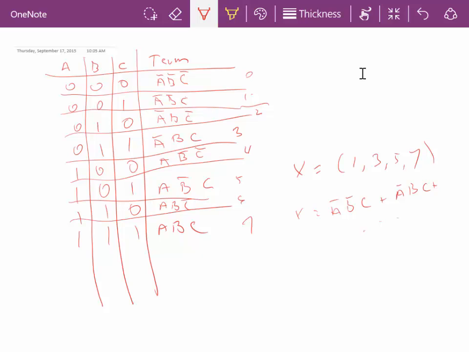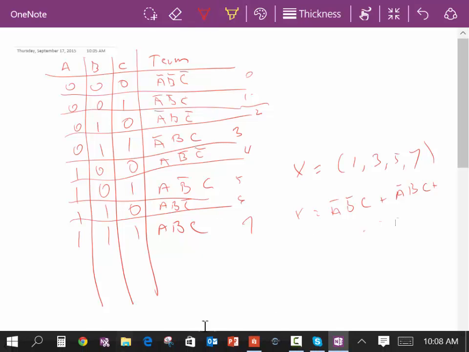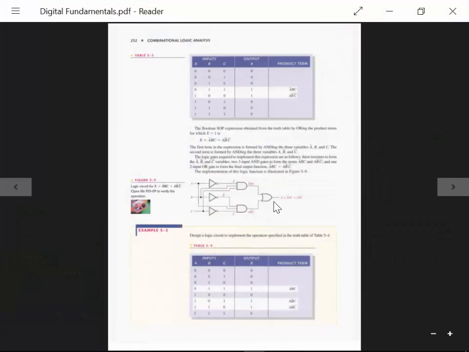So, okay, that's a way of quickly writing a function from the truth table. Now I want to jump back and get into Boolean algebra.